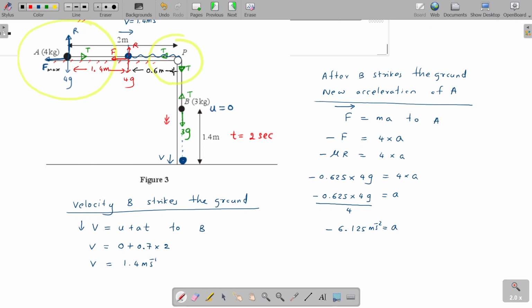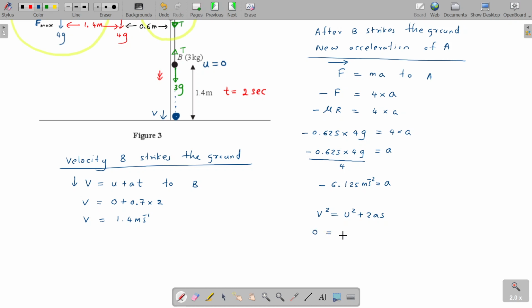So you have to see how much distance your particle A will move under the new acceleration. You just found the new acceleration as minus 6.125. So what equation shall we use? We know the final speed now. We need to find how much distance this particle moves until it comes to rest, because the particle is decelerating. So we can use V square equals U square plus 2as for the new motion, for the new acceleration. Are you with me?